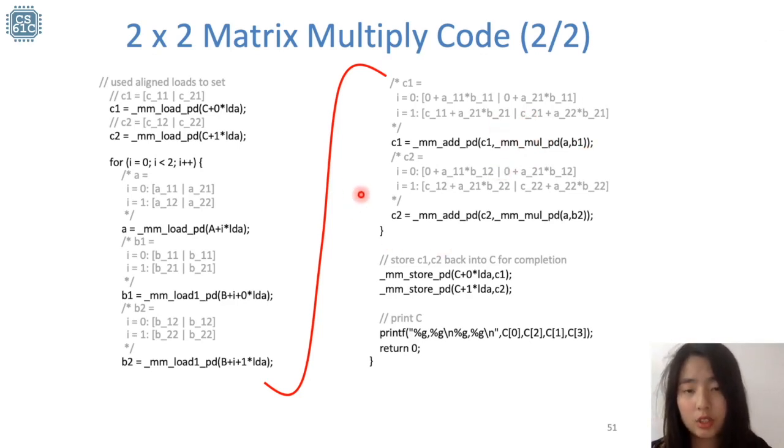And then after 2 iterations are done, we can store back C1, C2 into array C. The first argument is the address of the pointer. The second argument is the actual vector, and we're using _mm_store_pd for that.